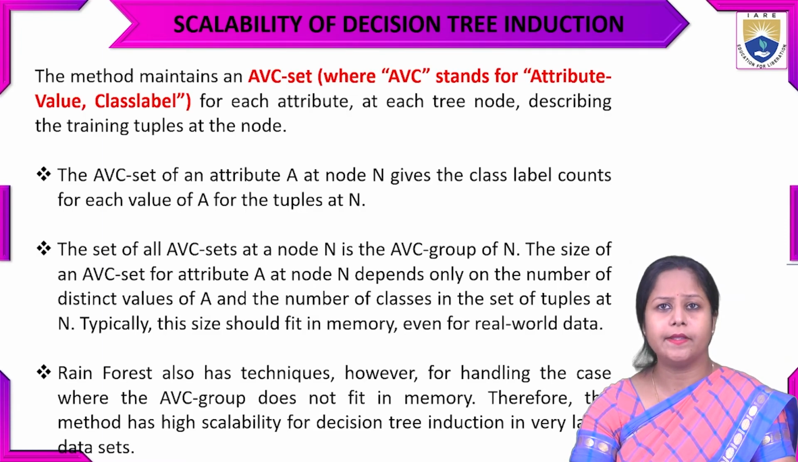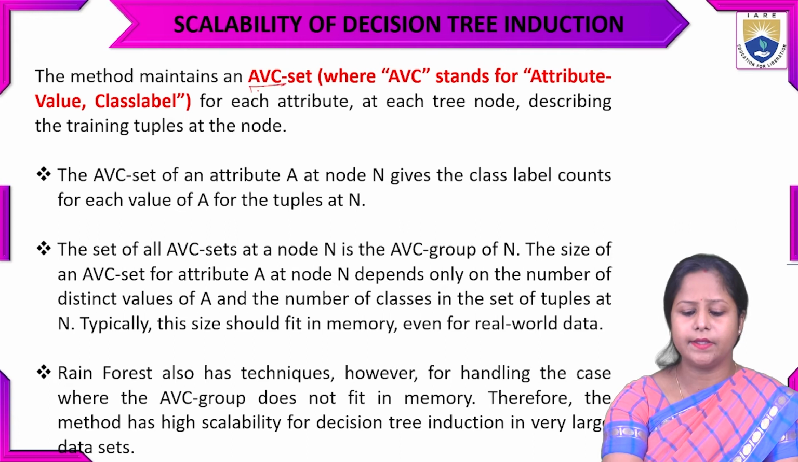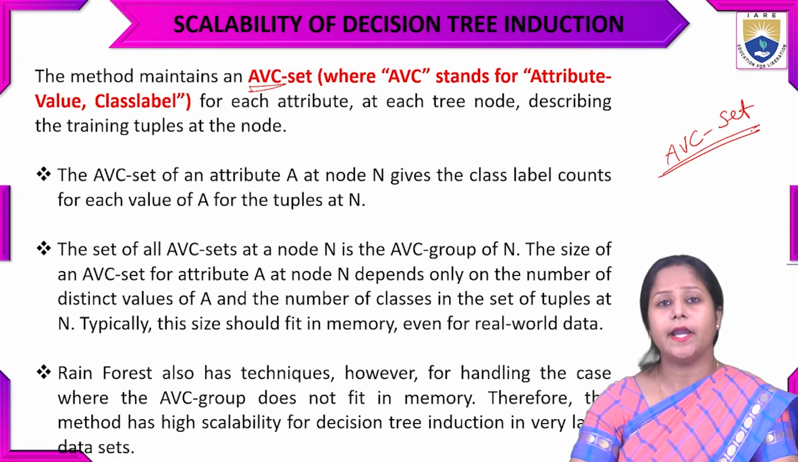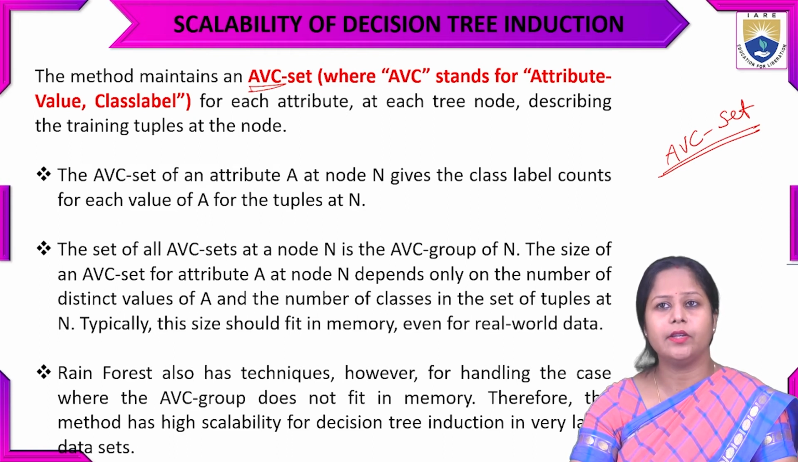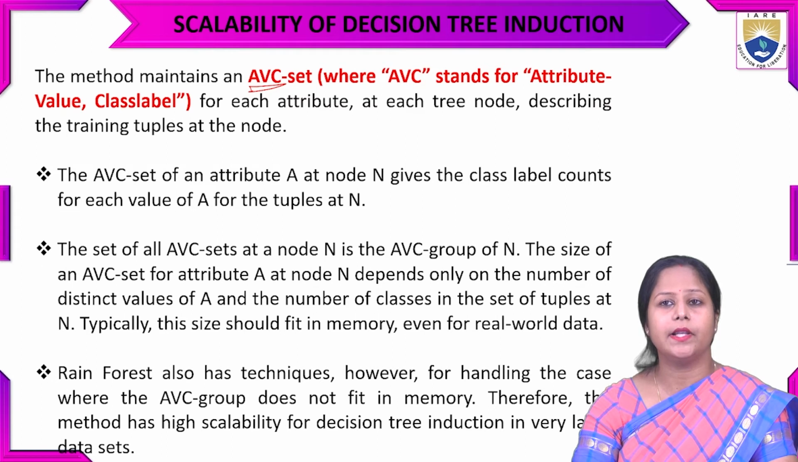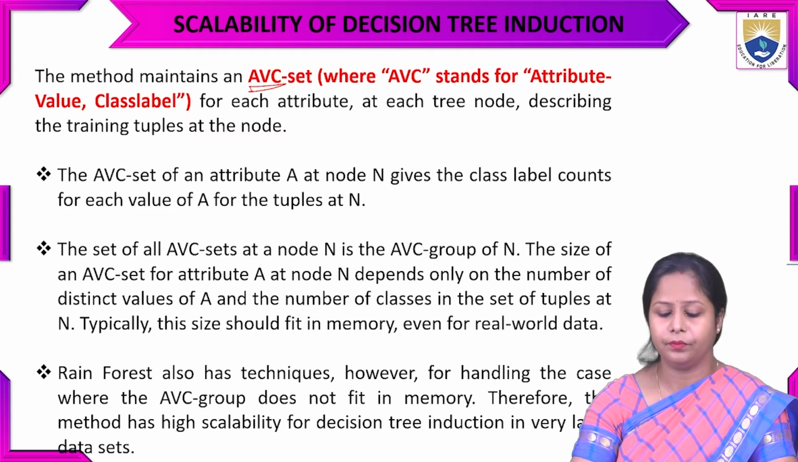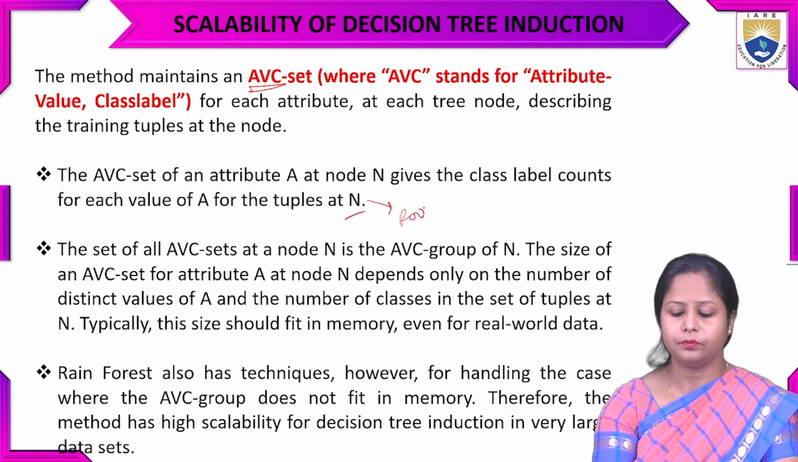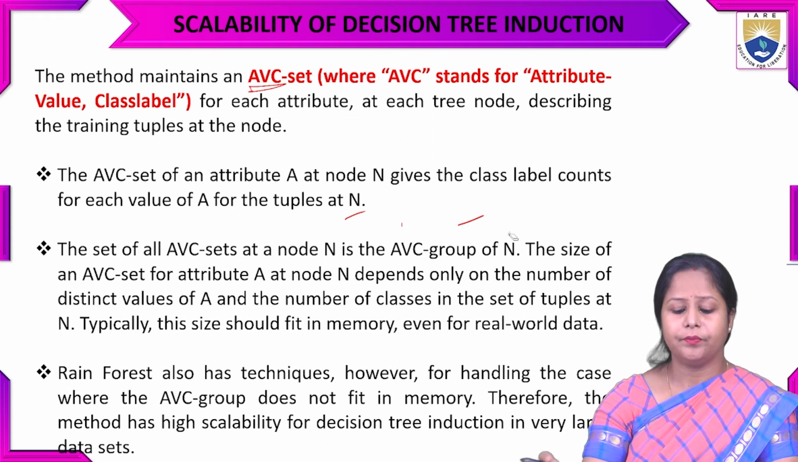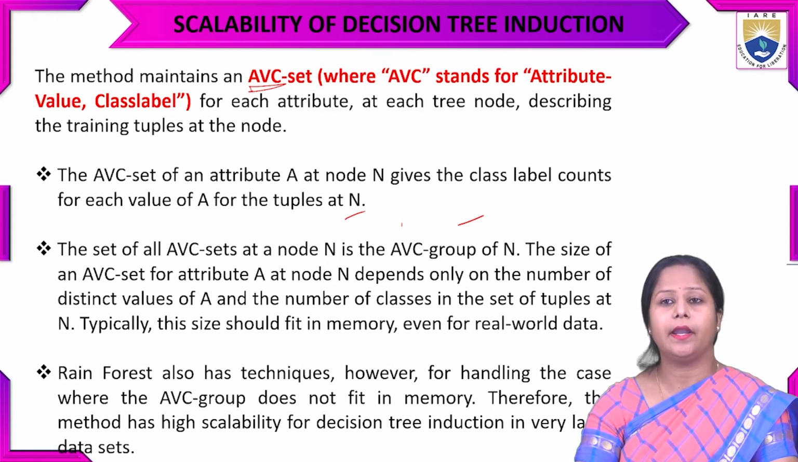The method maintains an AVC set. AVC stands for attribute, value, and class label, for each attribute at each tree node, describing the training tuples at the node, right? So the AVC set of an attribute A at node N gives the class label counts for each value of A for the tuples at node N. The set of all the AVC sets at a node N is the AVC group of N.